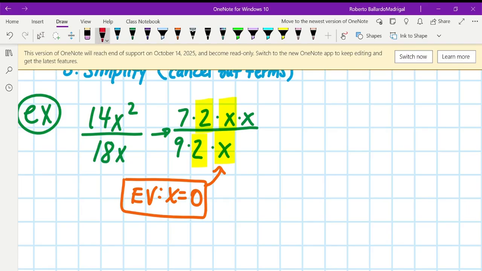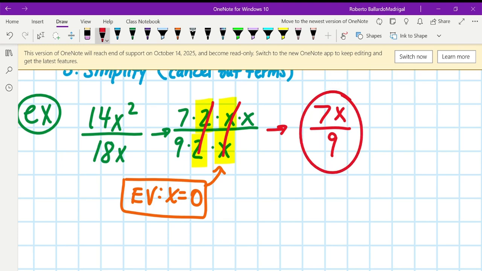All right, now that we have found the excluded value, we can go ahead and start canceling out the terms that are the same. We can reduce 2 over 2 to 1 and x over x to 1, and we're left with 7x over 9. And that is a simplified final answer. 7x over 9.